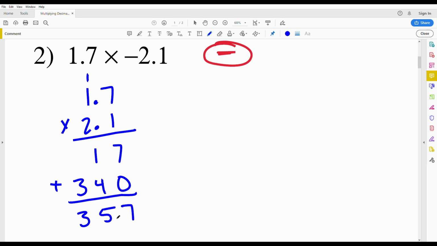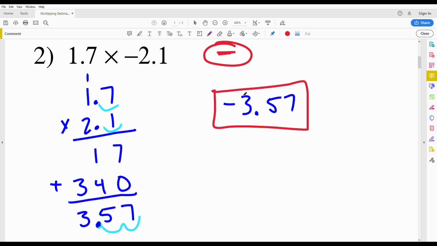Which will be 357. However, remember, we had decimals, and how many decimal places did we use? 1 for our first number and 1 for our second number. So that's 2 decimal places we're going to move over. But remember, that answer is negative, so we'll have negative 3.57 as our solution in number 2. Negative 3 and 57 hundredths.